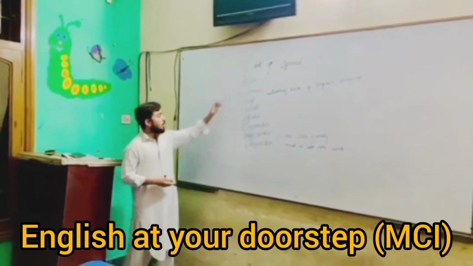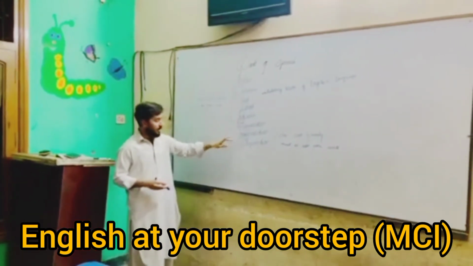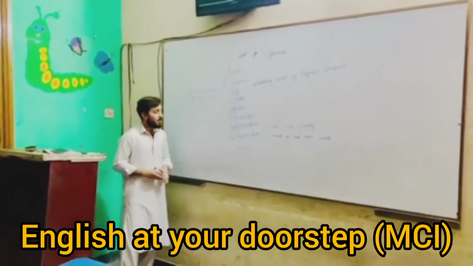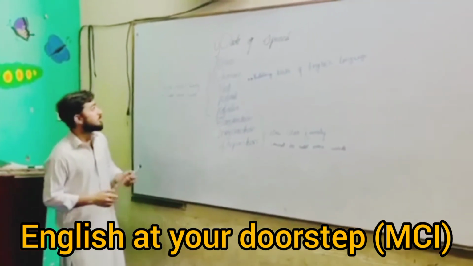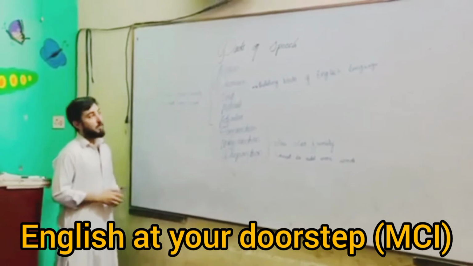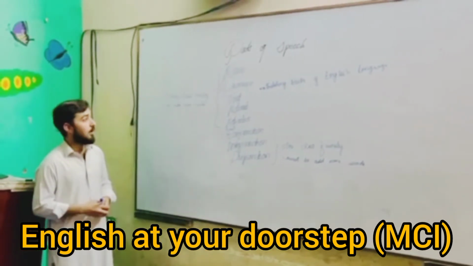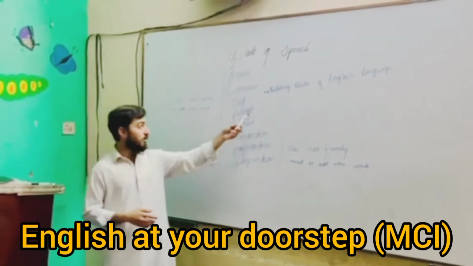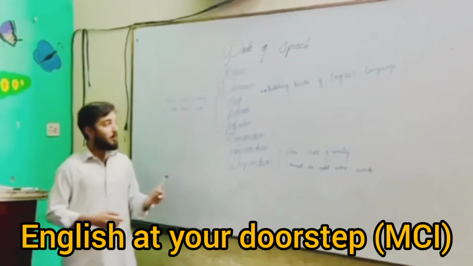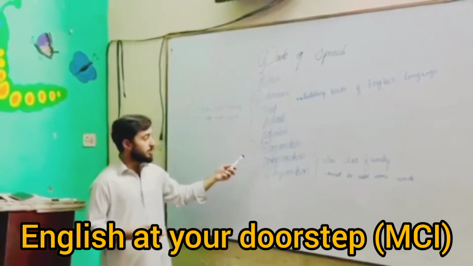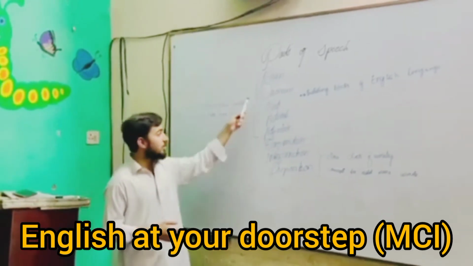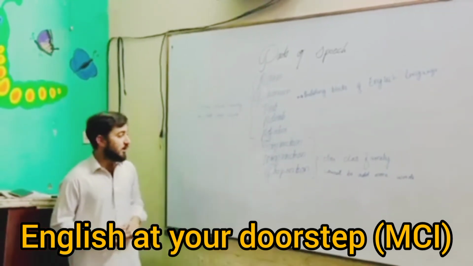We have 1, 2, 3, 4, 5, 6, 7, 8, eight parts of speech apart from articles, which are A and THE. This is a very fundamental topic about the English language, because, as I already mentioned, these are the building blocks of the English language. You can't produce a single sentence without these eight parts.